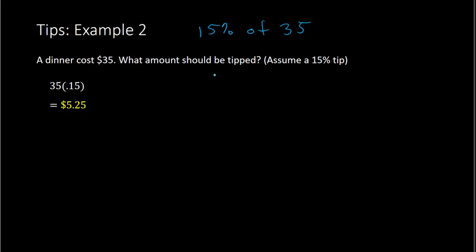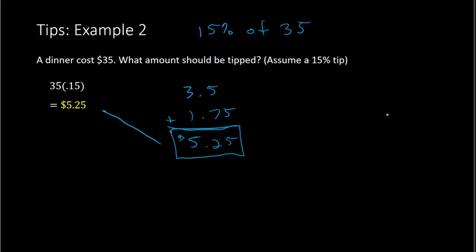If you try to do this mentally, you could do 10% of 35 to get 3.5, and then add that with half of 3.5, which would be 1.75. You add those together, and you get 5.25. So this one is not as easy to do in your head, but you could if you wanted to. All right, but either way, your solution is 5.25.